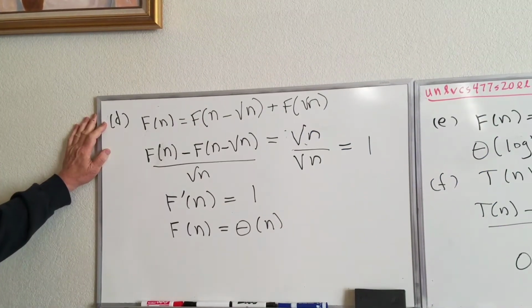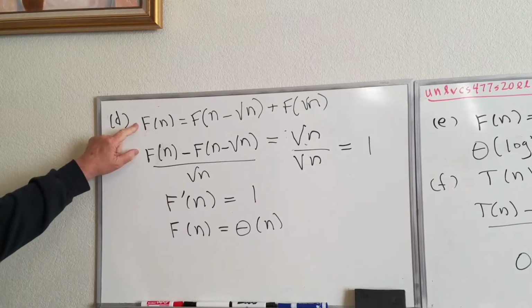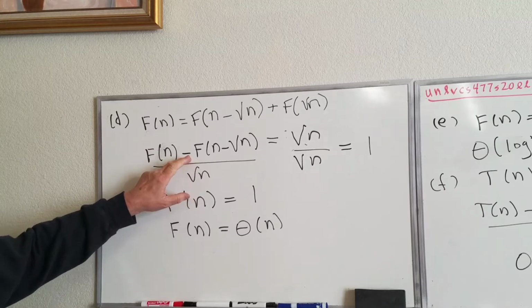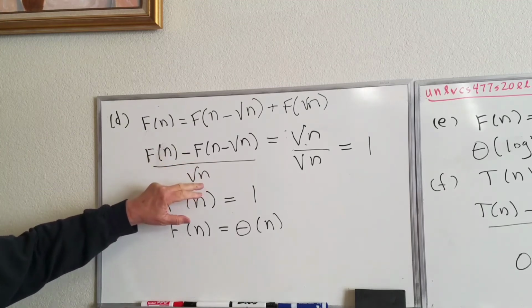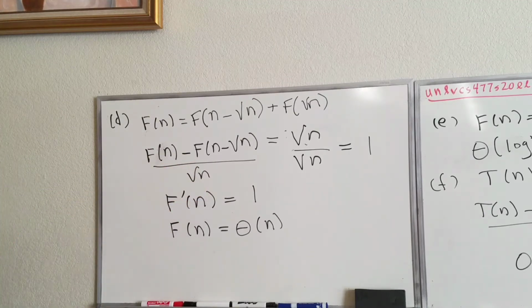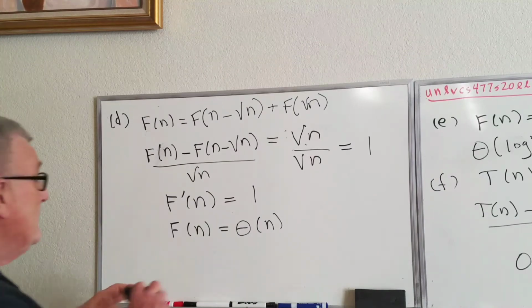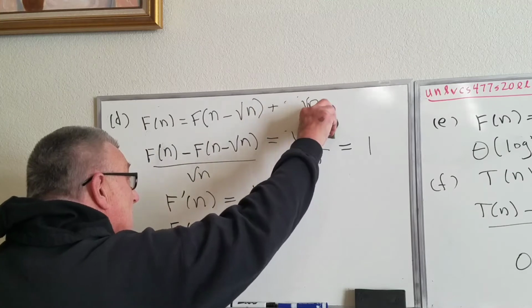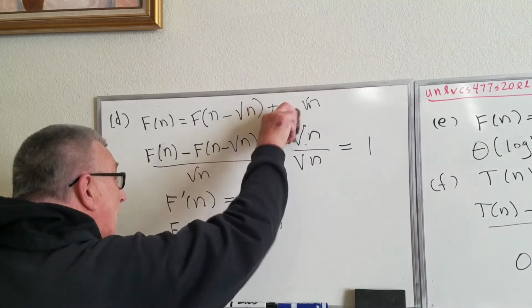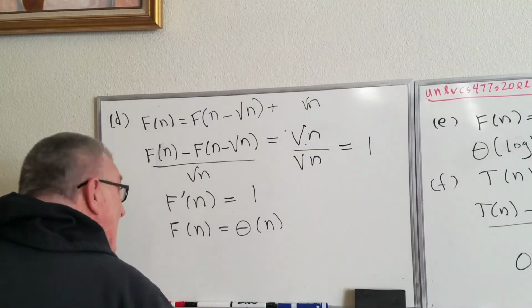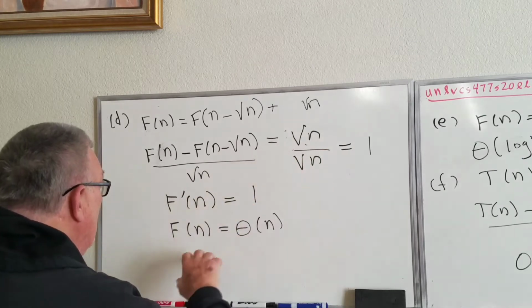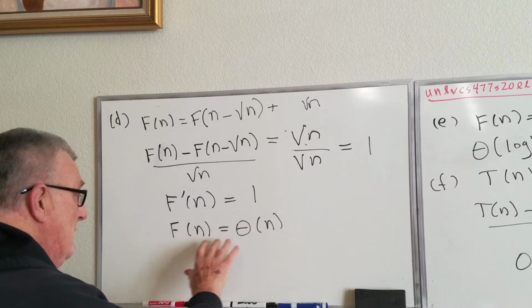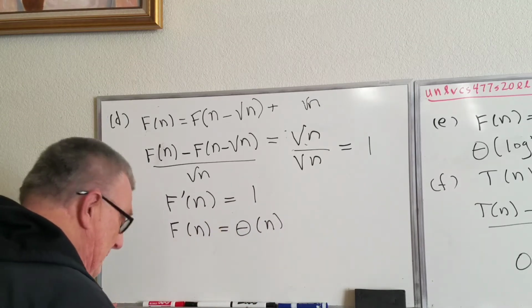This is 3D. This first problem here with the square root, we move this other term to the left and then divide by the square root of n. It looks like I shouldn't have written this. This is not f. This is square root of n itself. There we go. Okay, now that equals 1. And so we can write f prime of n as 1. So f of n is theta of n.